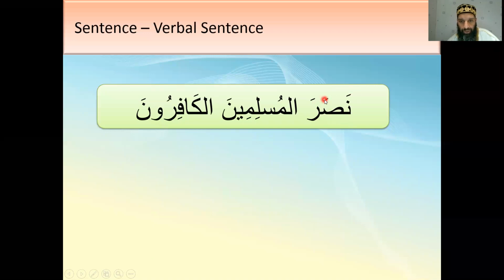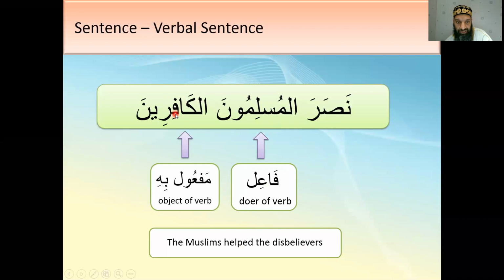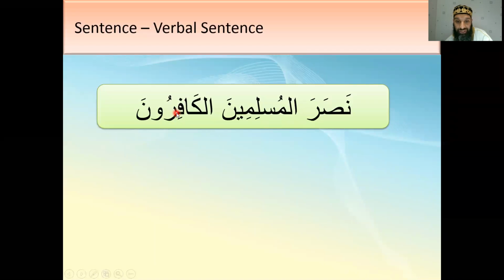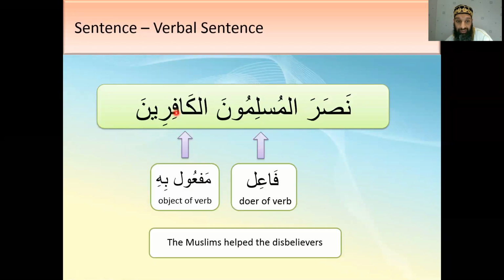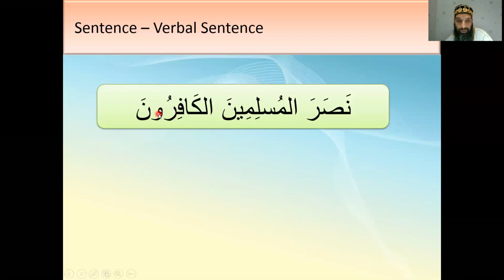Nasara, he helped. Who helped? In this sentence, who helped? Nope, the Muslims didn't do the verb. The doer of the verb is always marfu. The disbelievers here are marfu now. Changed it, swapped it. All I did is this. Left the words in the same place, just changed the casing. Yeah? That's become marfu to mansub. That's become mansub to marfu.